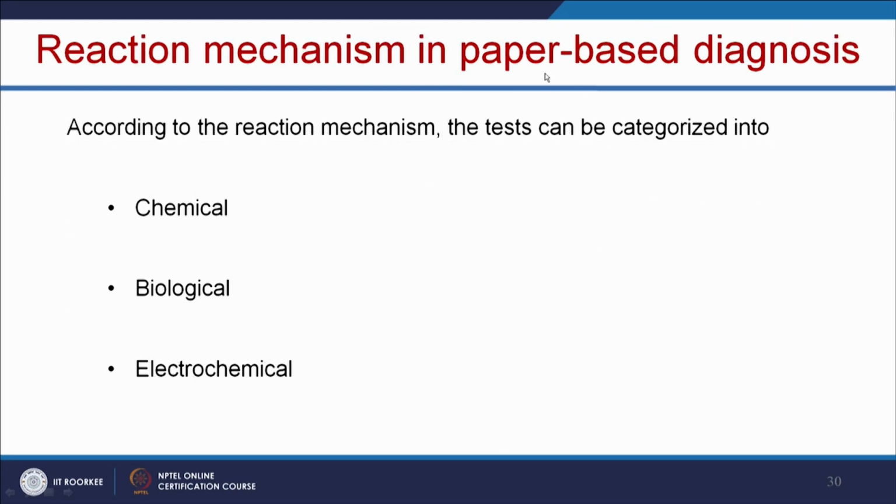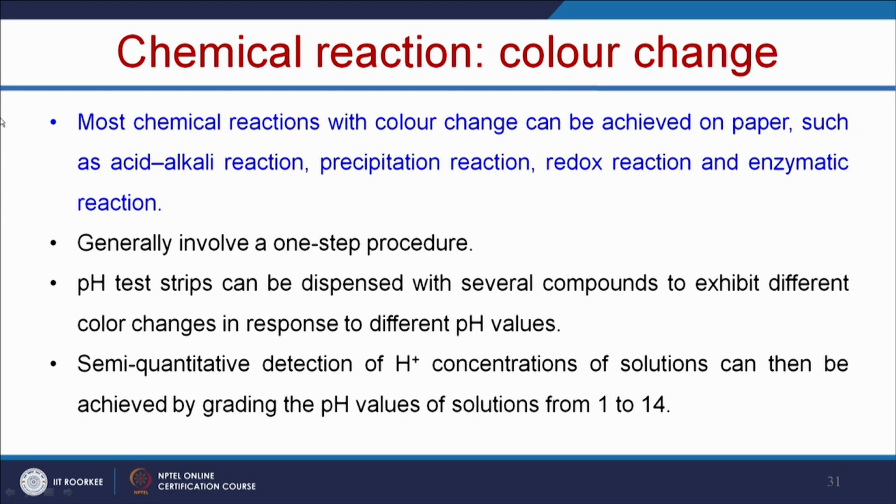And this paper-based diagnosis is also categorized based on the reaction. It can be categorized into chemical, biological and electrochemical. So most chemical reactions with a color change can be achieved on paper, such as acid-alkali reaction or precipitation reaction and redox reaction, which I already explained to you with the example of pH test strips.